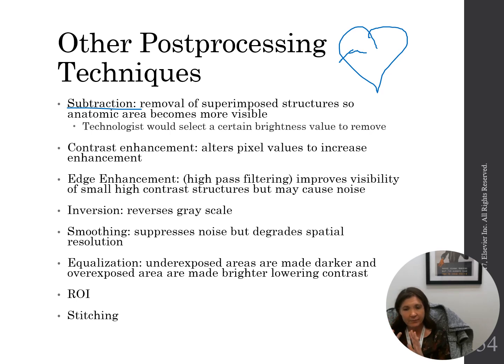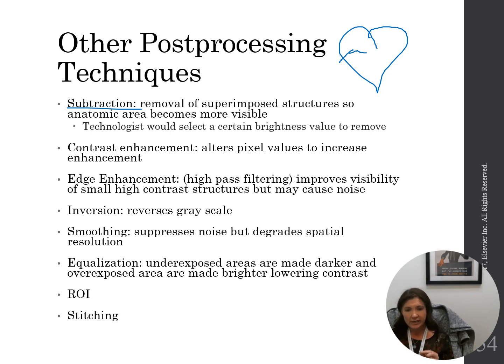Inversion would basically be flipping the images so your blacks turn white, your whites turn black, and so on and so forth. Smoothing suppresses noise, so it's really adding interpolation or averaging pixels to fill in where missing pixels might be. It smooths the image, but it allows for some decrease in spatial resolution. Equalization is kind of like flat fielding. So it can find where there's some underexposed areas and kind of try to make them a little bit darker to create a more balanced image.